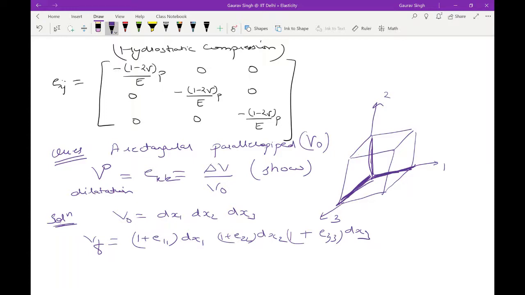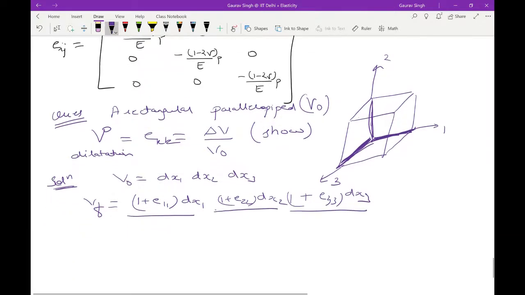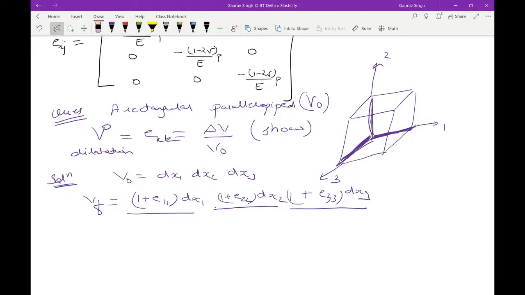Now this has happened because the coordinate system here is along the principal directions. So we can easily write that the final length of side 1 is this, the final length of side 2 is this, and the final length of side 3 is this. If this was not in the principal system, we wouldn't be able to write it like this.